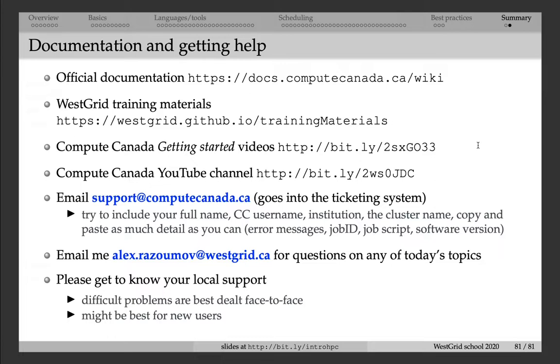Official documentation for Compute Canada is docs.computecanada.ca/wiki. And finally, please get to know your local support. We have support staff in most WestGrid and most Compute Canada institutions. So there's usually a local HPC analyst, and please get to know them and they'll be happy to help you with any problems.